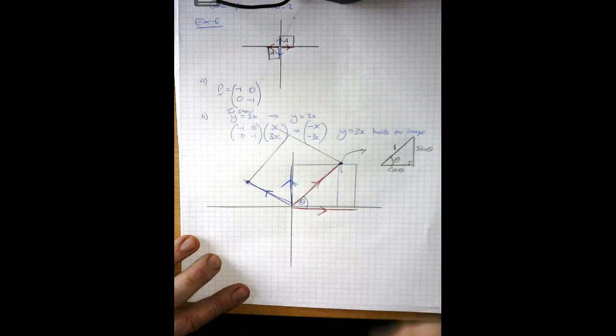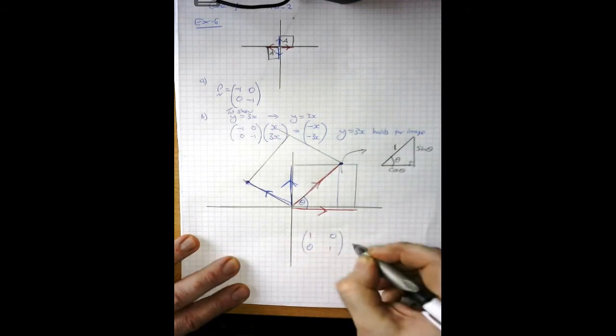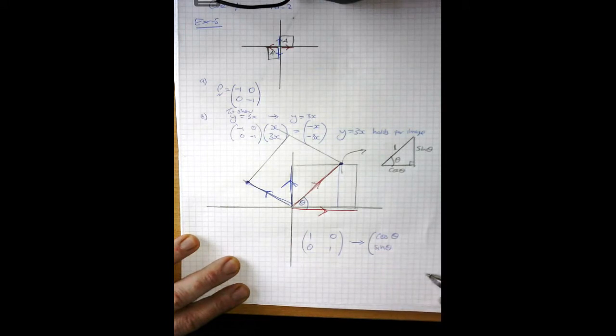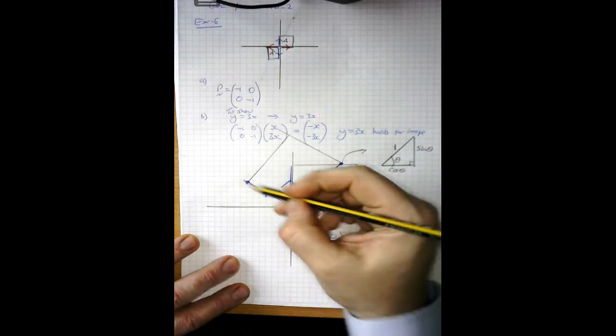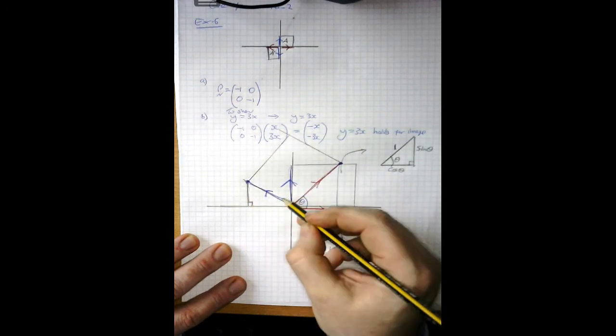If I think about what I know, let's make my right angled triangle. That angle there is theta. Alternate angles means that angle there is theta. I'll save you the bother of working it out. My horizontal side here is minus sine theta. My vertical is cos theta.